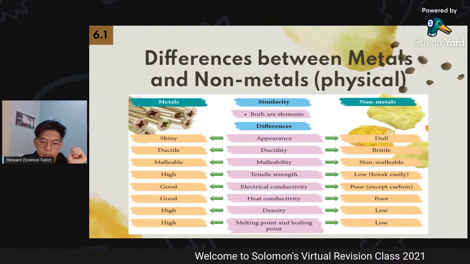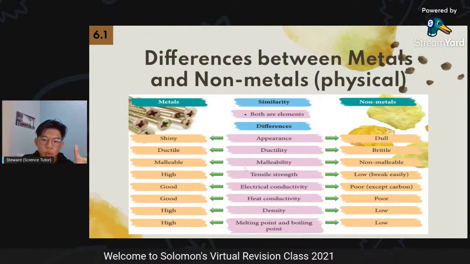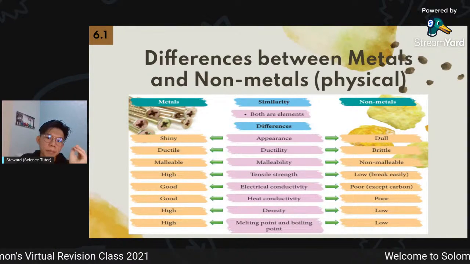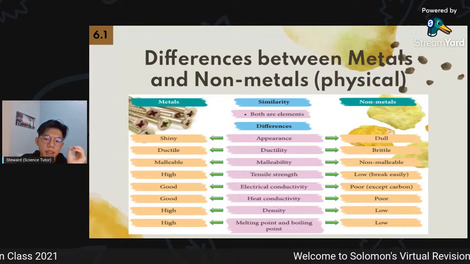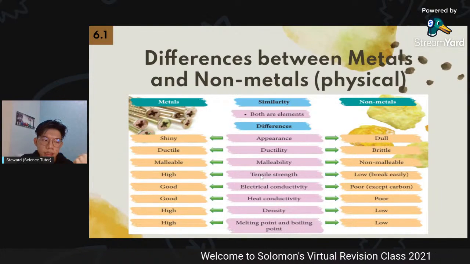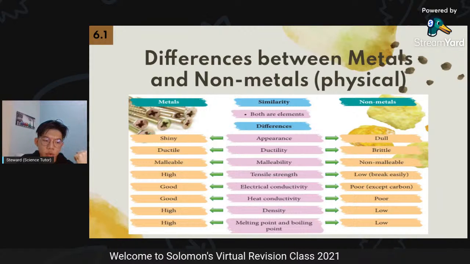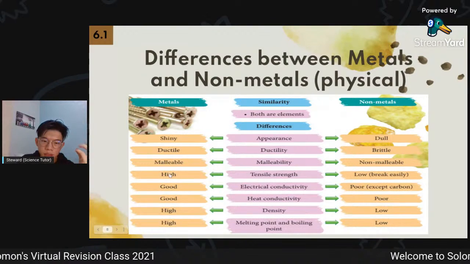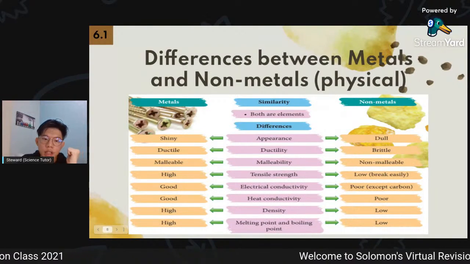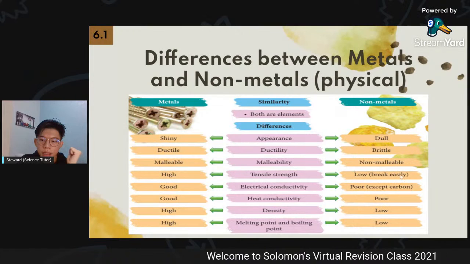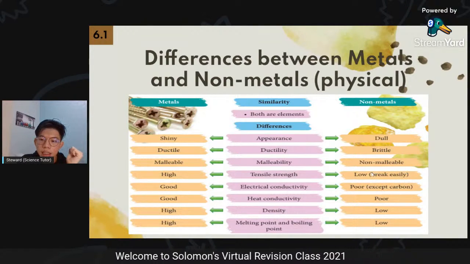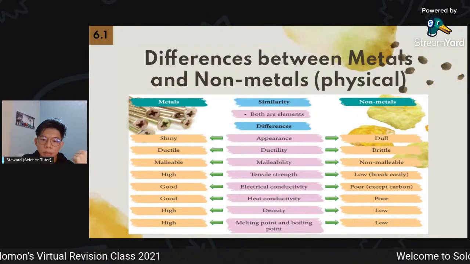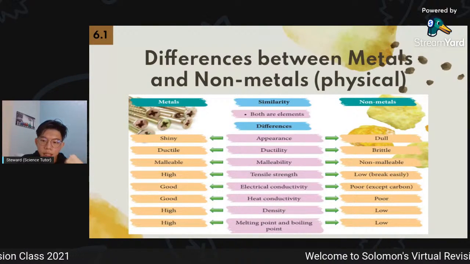So next we will have tensile strength. Tensile strength means the strength to withstand a certain weight, how much tension it can take to support a load. For metal it is high because it is strong and can handle heavy things. But for non-metal it is low because it breaks easily. It easily breaks and gets damaged if you put something heavy on it.